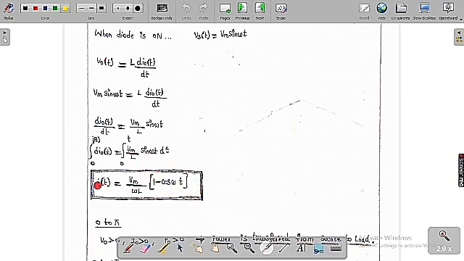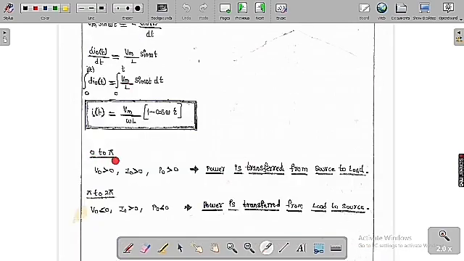Which is i0 of t equal to Vm by omega L into (1 minus cos omega t). Means at a time t, this is the value of current which is going to be present in this circuit. So i0 of t is equal to Vm by omega L into (1 minus cos omega t). This is the expression of the current in this circuit.